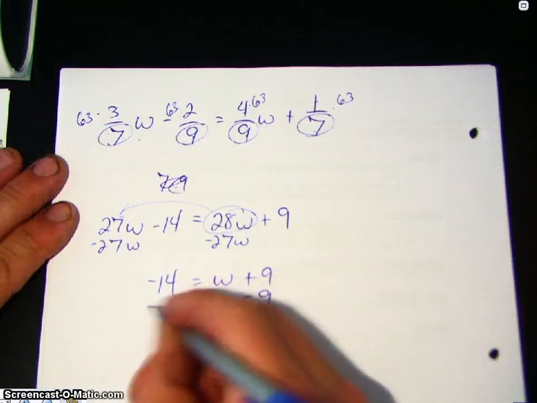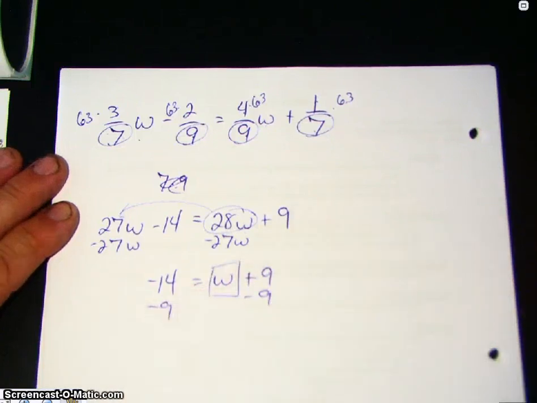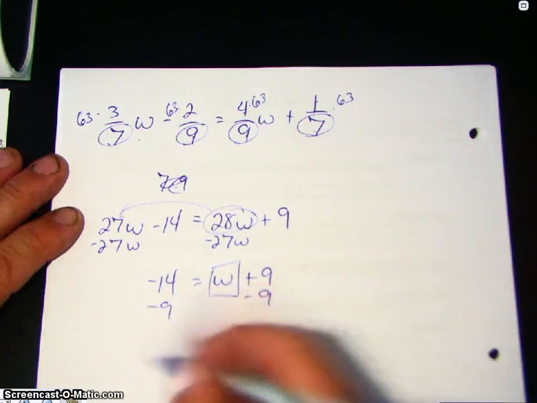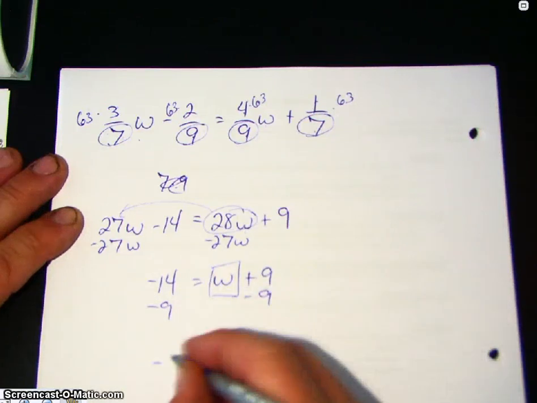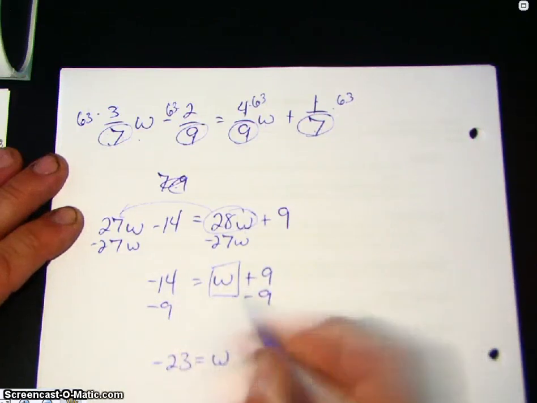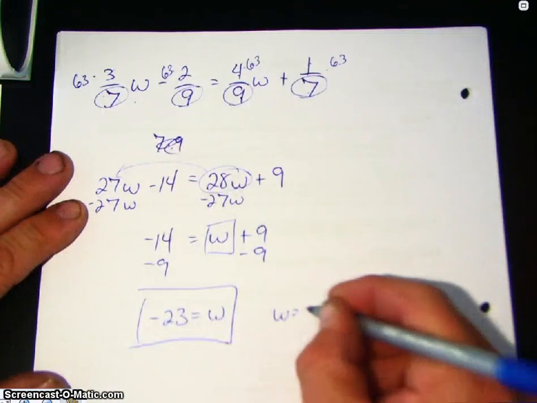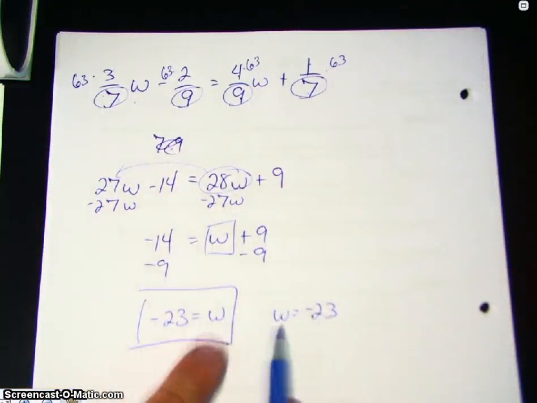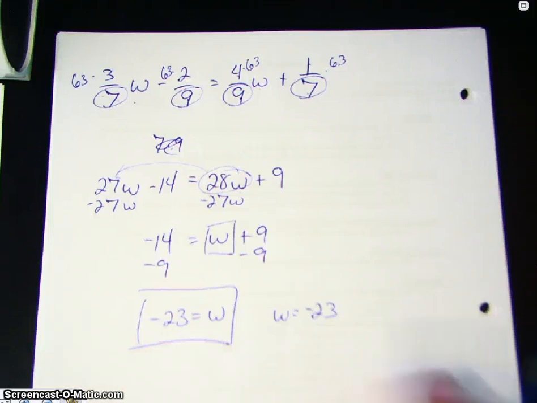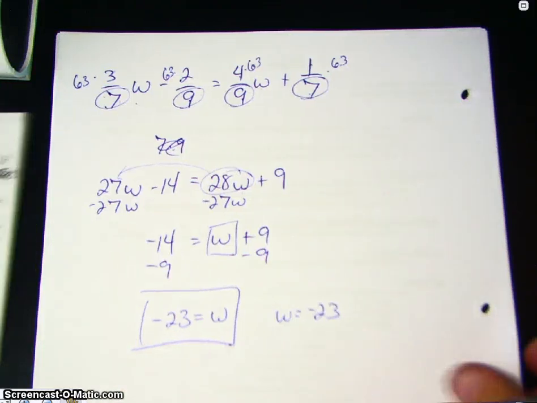I'm going to subtract 9, because remember, I've got to keep this term by itself, so that means this term has to go to the other side. So negative 14 minus 9 is negative 23. And there's your answer. This answer is the same thing if it's written this way. It doesn't matter. They're exactly the same. All right, last example.